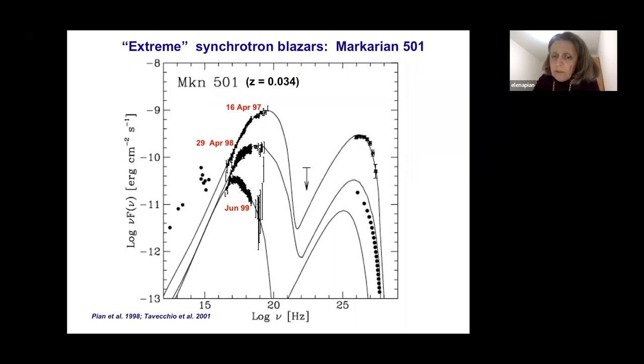So these are the three spectra taken at different years. 16 April 1997 is when the BeppoSAX satellite saw one of the most spectacular flares of this source, and then in subsequent years, the synchrotron component cooled down, and accordingly, the synchrotron maximum shifted back to lower energies.